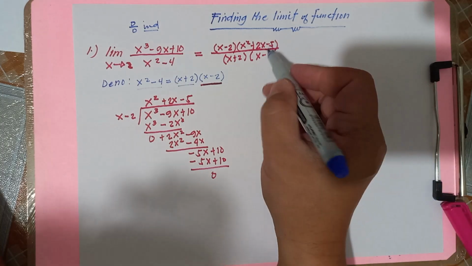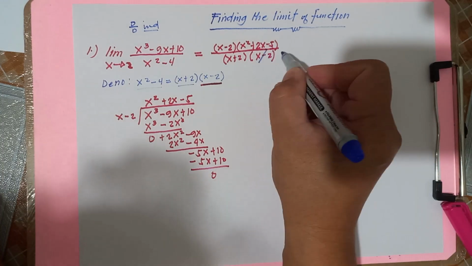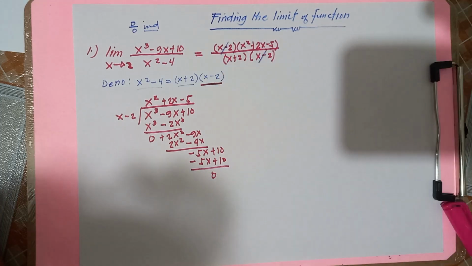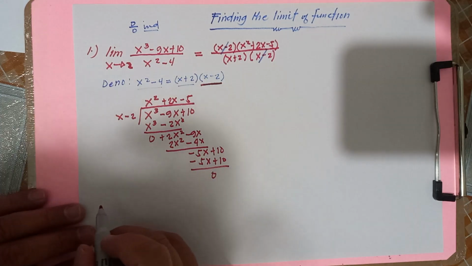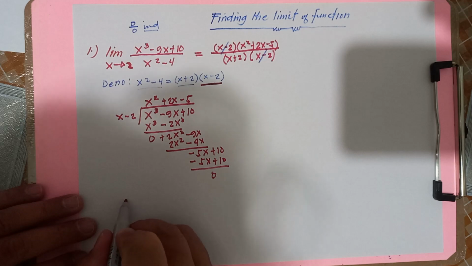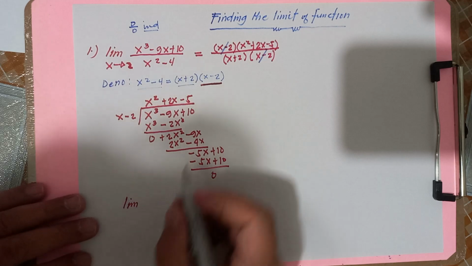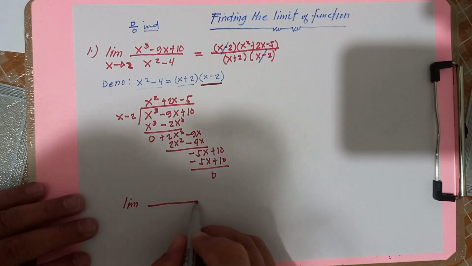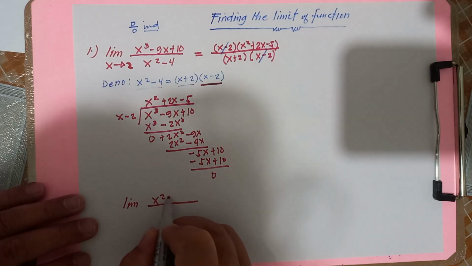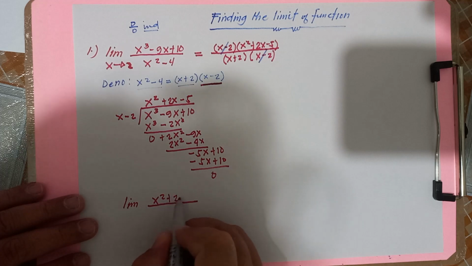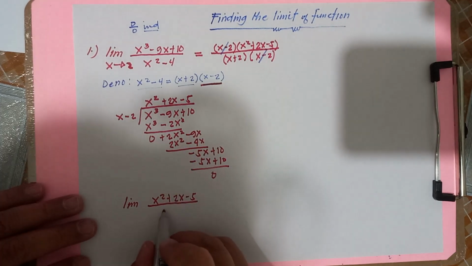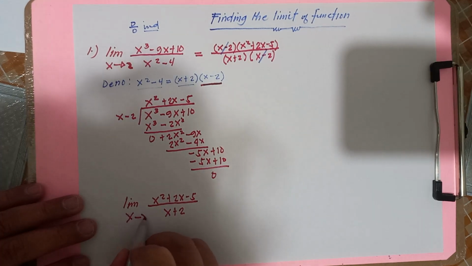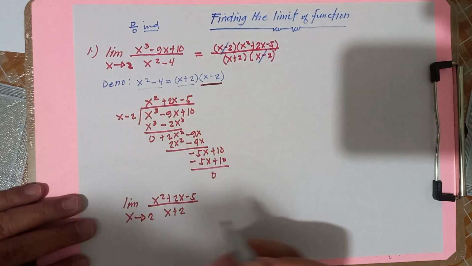The numerator and denominator have a common factor, which is x minus 2. And so with that, we now have a new reduced limit. So what is the reduced limit? That is the same as the limit of what is left. What is left is x raised to 2 plus 2x minus 5. And what about the denominator? x plus 2, as x is approaching positive 2.